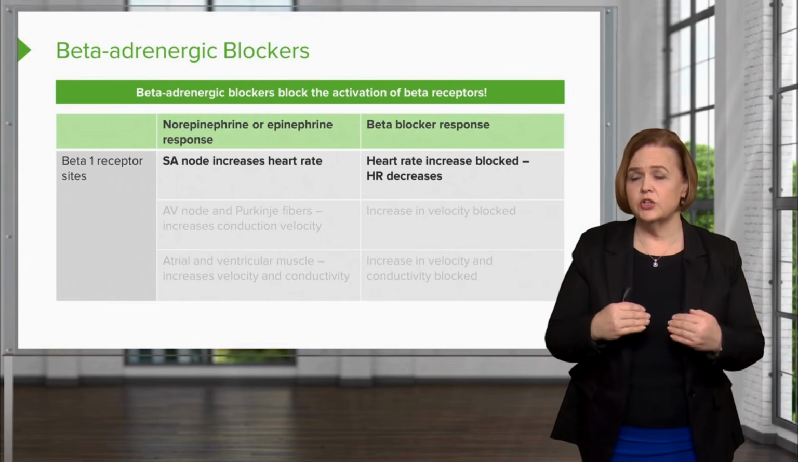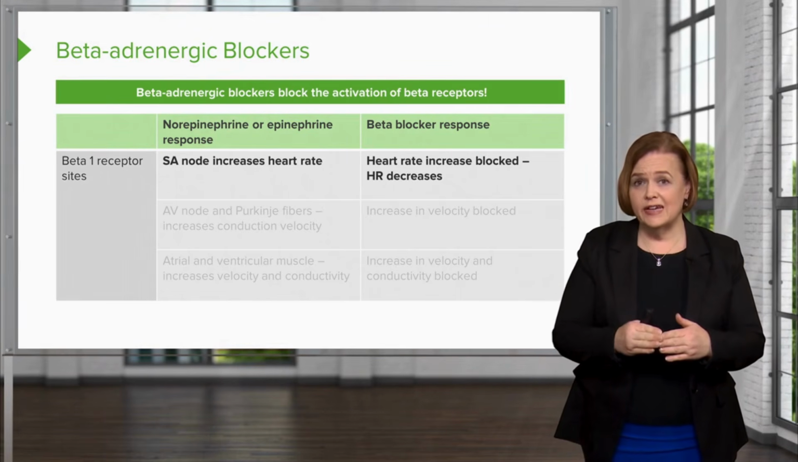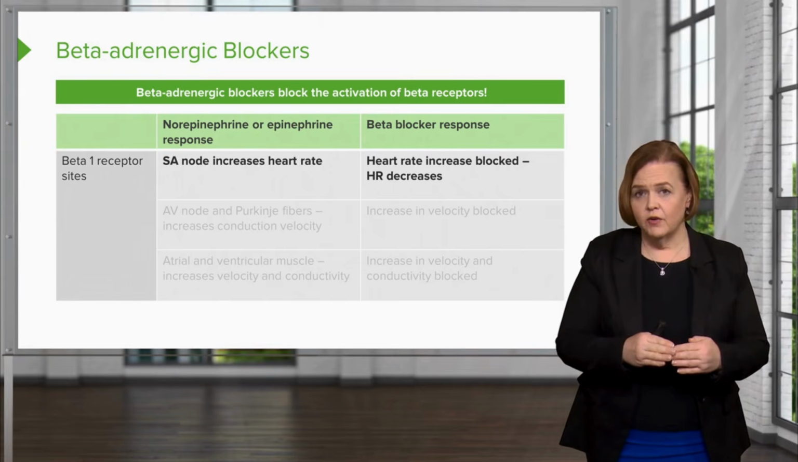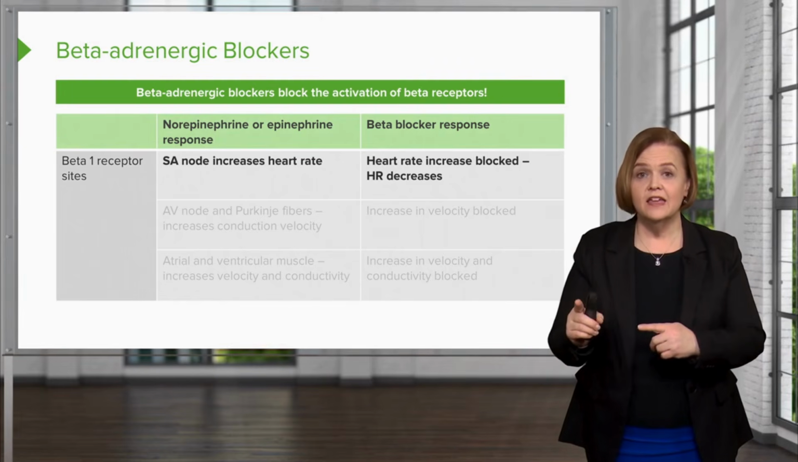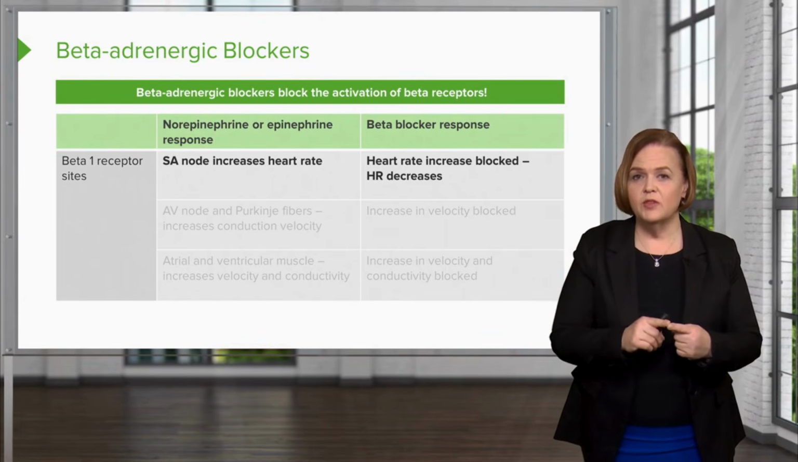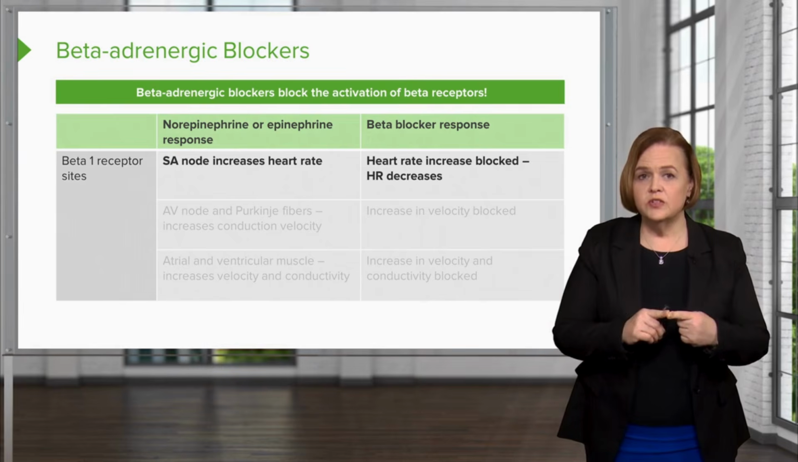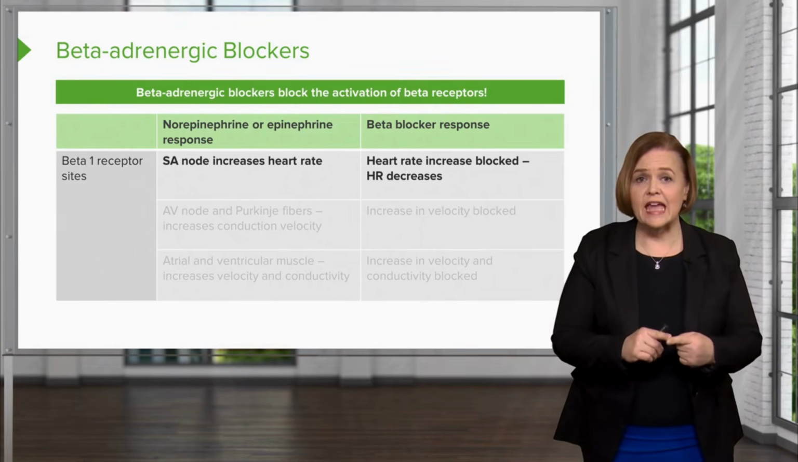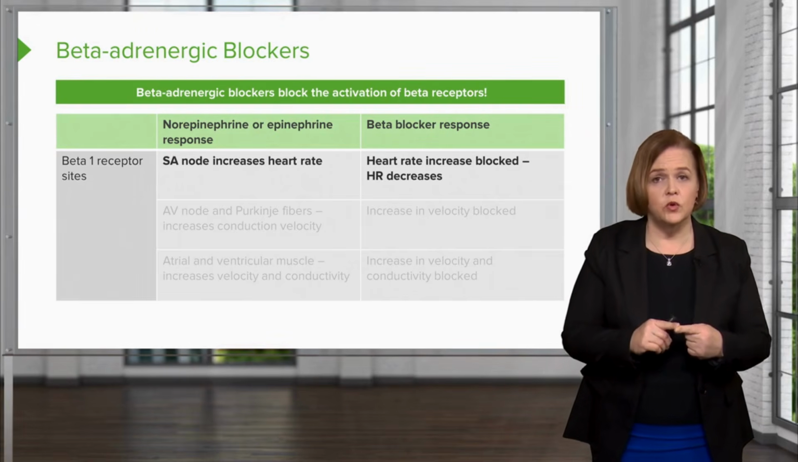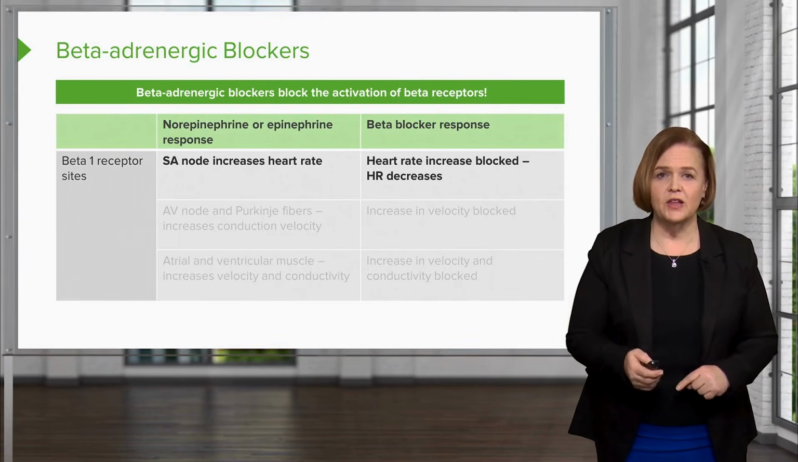You'll do some damage to your heart before someone on a high-dose beta blocker can ever get their heart rate up that high. Why? Because you've got the beta blocker drug on the beta 1 receptor, and the SA node cannot respond to the increased demand like it normally would because they're taking a beta blocker.